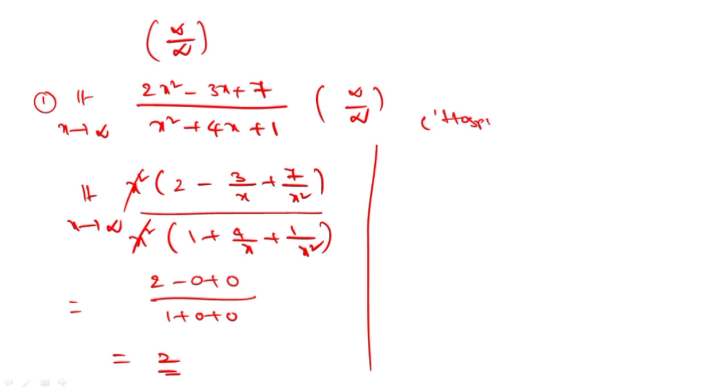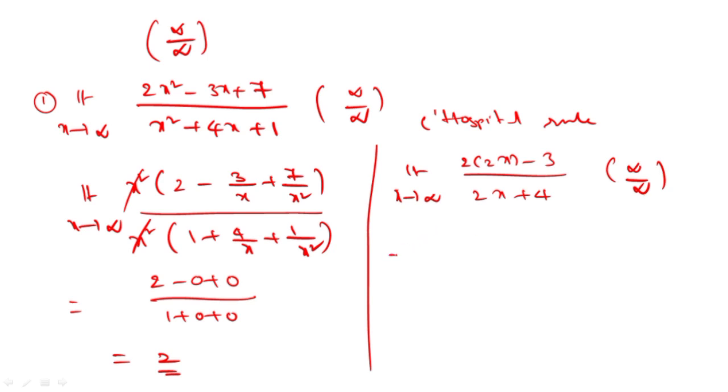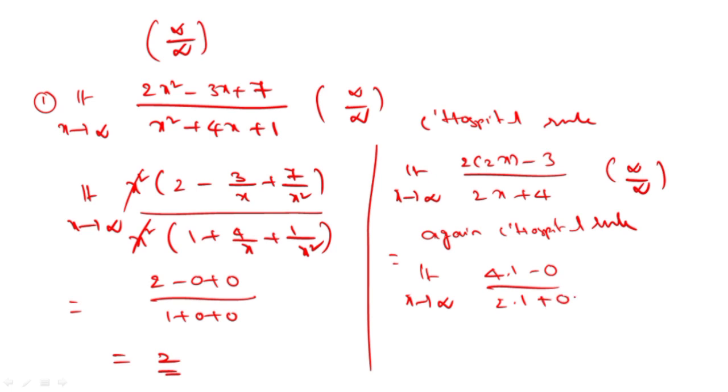Or I can apply L'Hopital rule. If I apply L'Hopital rule, this will be 2x minus 3 by 2x plus 4, with the numerator's derivative 4x. Again it is in infinity by infinity form. So again by applying L'Hopital rule, I will get limit x tends to infinity 4 into 1 minus 0 by 2 into 1 minus 0 plus 0. So 2 2s are 4, this will be 2.